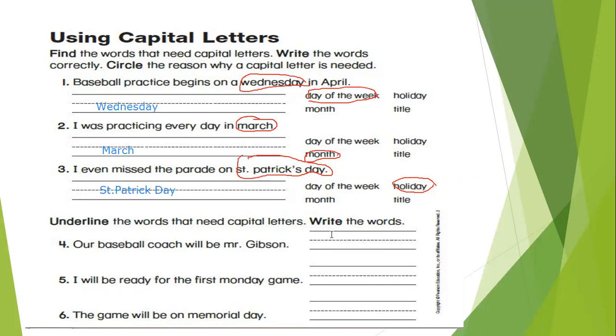Excellent. Now, underline the words that need capital letters and write the word. We will underline them first and then we can write them here. Our baseball coach will be Mr. Gibson. Where is the mistake here? Where is the word that I should capitalize? Yeah, Mr., because it's a title of a person. Don't forget, capital M, and don't miss the period. Mr. is M-R and a dot to tell them that something is abbreviated or shortened.